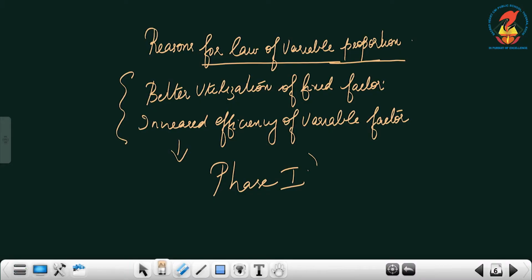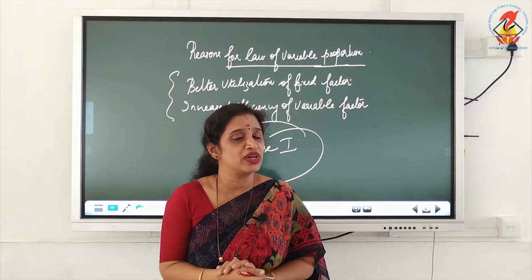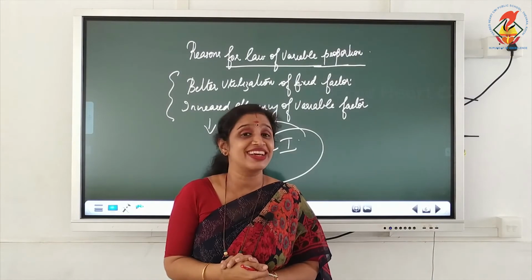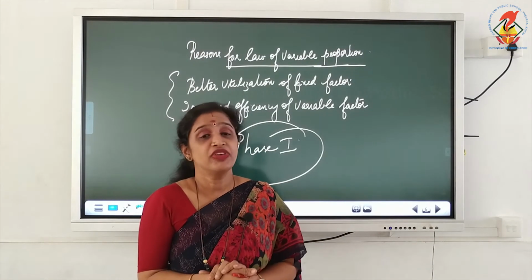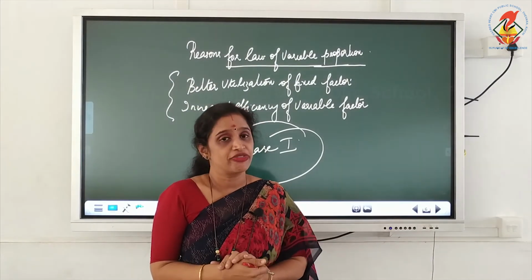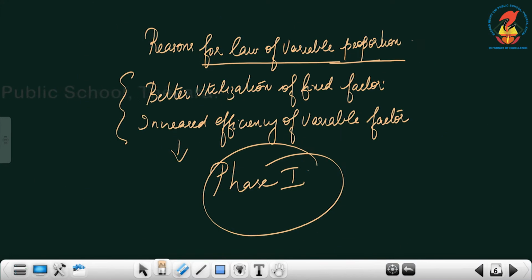So we will learn first for phase 1. What is the peculiarity of phase 1? TP increases at an increasing rate. Why does TP increase at an increasing rate? We need to know the reason, isn't it? So the first 2 units of labor. In the table you can find for the first 2 units of labor, TP is increasing at an increasing rate from 10 to 30, and we have written it as the stage of increasing returns.